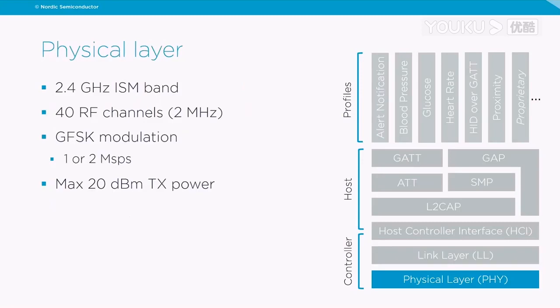A few more details about the physical layer, or the radio. It uses the 2.4 GHz ISM band, which is a global band, so you can use Bluetooth Low Energy devices all over the world. It uses 40 RF channels, 2 MHz in each. It uses GFSK modulation, or Gaussian frequency shift keying. Here you have the option between 1 or 2 mega symbols per second. One symbol is typically 1 bit, except if you're using the long range mode, which I will explain later. And you can have up to 20 dBm TX power.